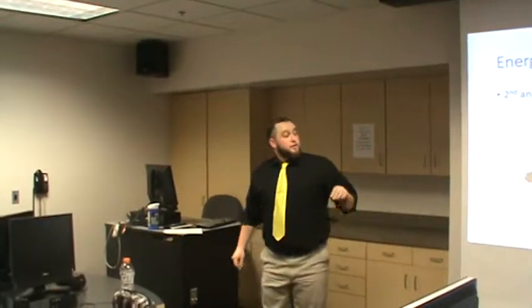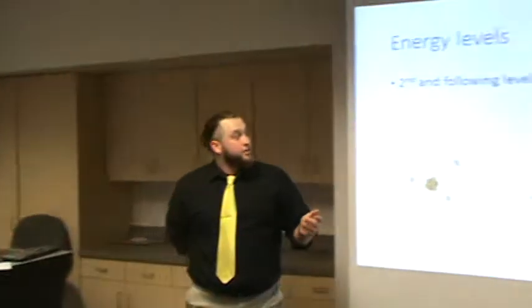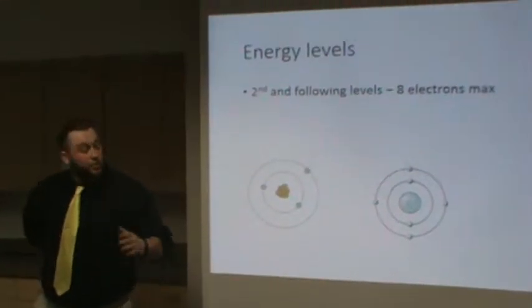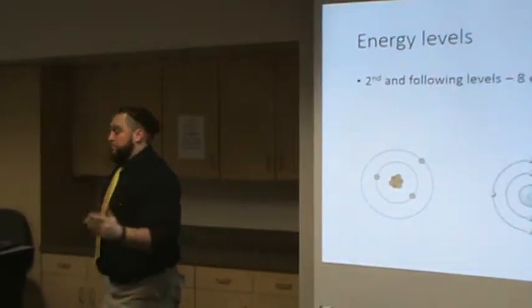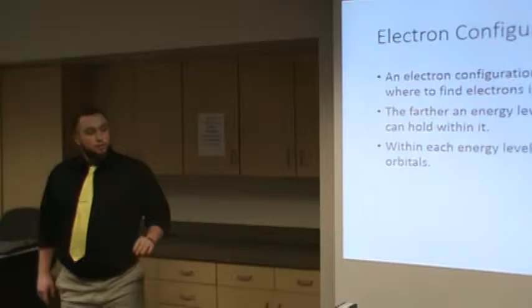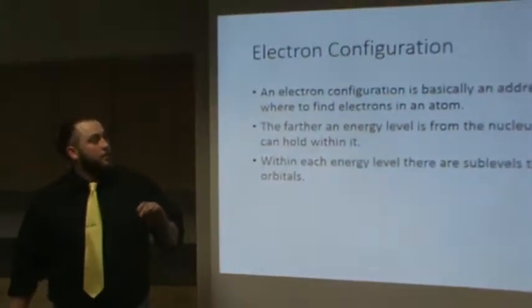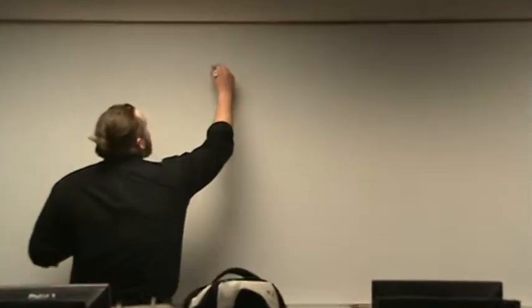All right, so last session we had class, we talked about the energy levels in an atom, and we talked about how the further it gets out, the more electrons it can hold. So we're going to dive just a little bit deeper into that by electron configuration. Electron configuration is basically an address where you can find any element on the periodic table. And this is what the simplest one looks like.